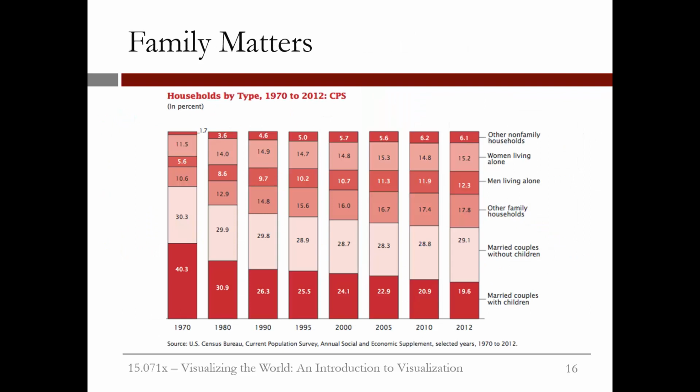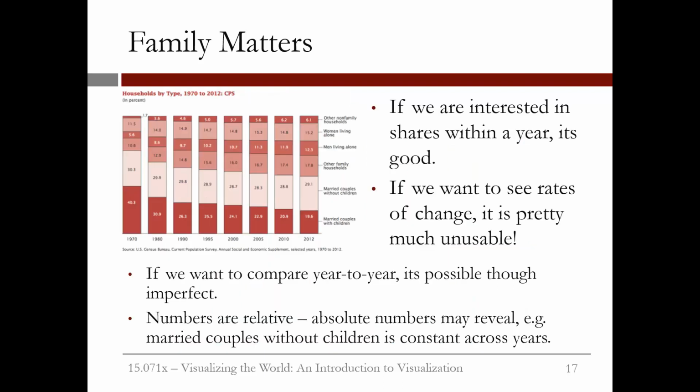The final visualization I want to show you today is all about the different types of household. The US Census Bureau periodically determines how many households are comprised, for example, of married couples with and without children, people living alone, and so on. First of all, I'm not saying this is a bad visualization. In fact, if we are interested in the relative share of each type of household in a particular year, it's actually pretty good.